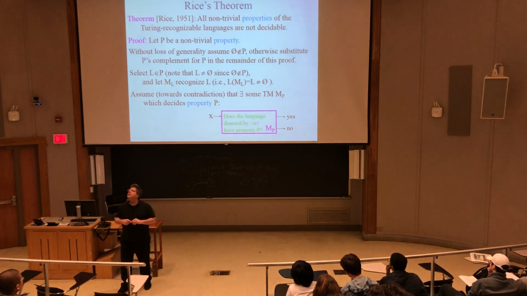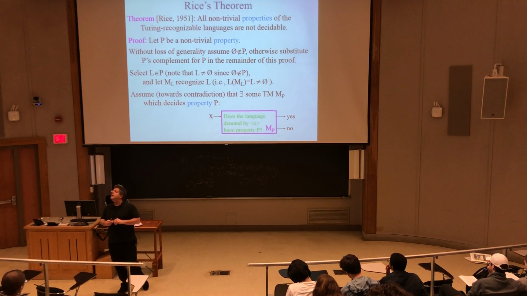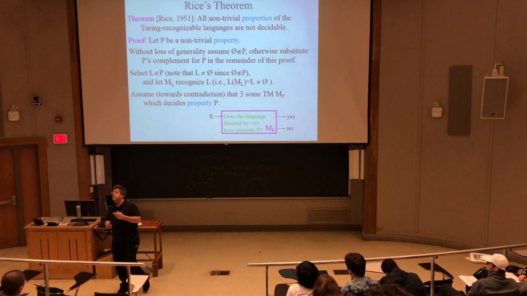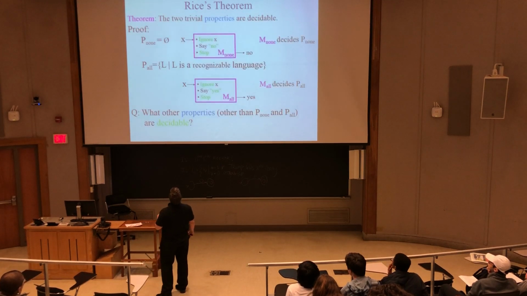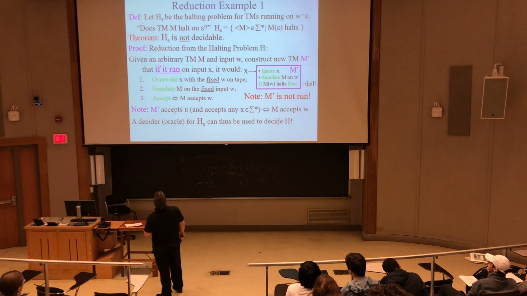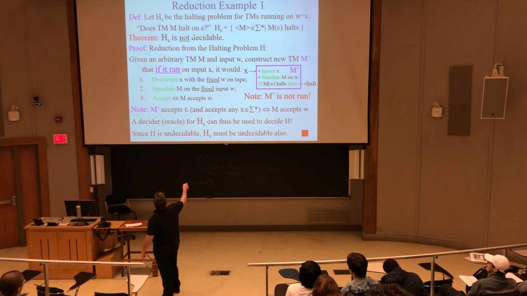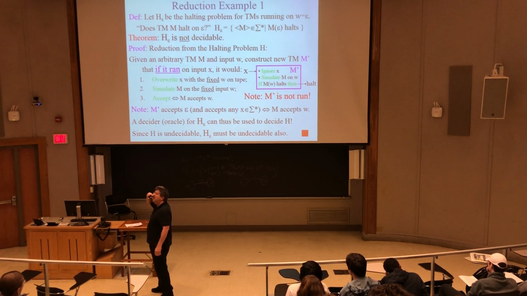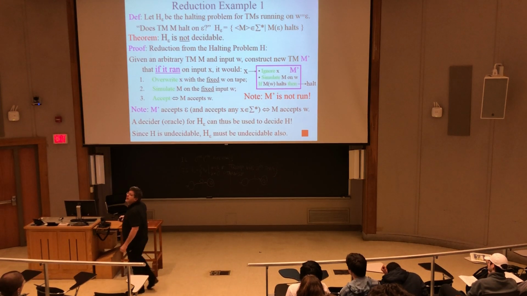Why is a property that contains a single... Oh, if the property is just the empty language, why is that not decidable? This is why. Because that's exactly what this example is. This example tells you if the Turing machine accepts the empty language, the language containing the empty string.